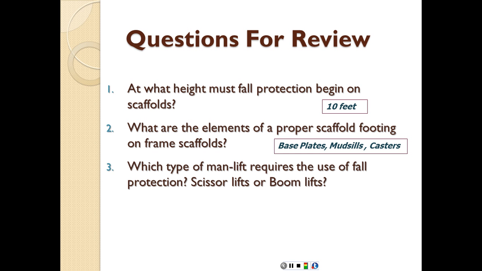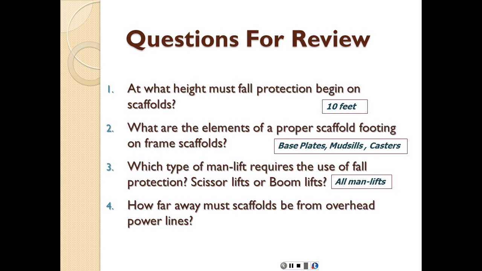Which type of man lift requires the use of fall protection? Scissor lifts or boom lifts? The answer is each and every one of them, all of them. Any kind of man lift requires fall protection. How far away must scaffolds be from overhead power lines? Again, remember another magic number, which happens to be the same thing, 10 feet. Minimum is going to be 10 feet.